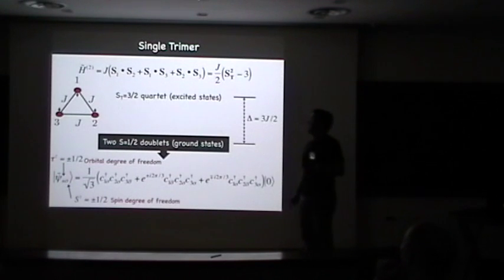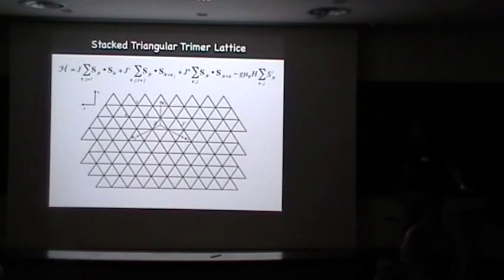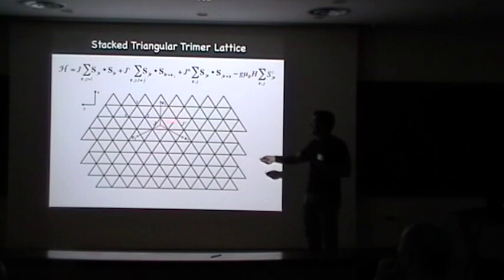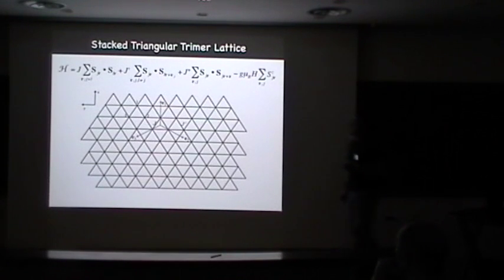So as I promised, today what we will do is consider an array of these molecules, these triangles. These are the red trimers. This is one of these, what I was considering before. And let's say that now you couple them, right?